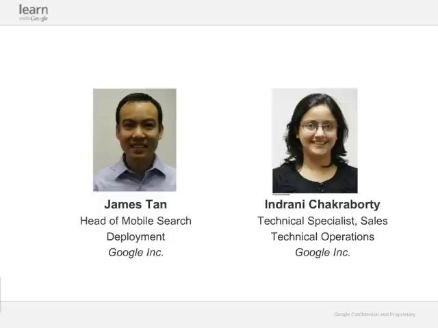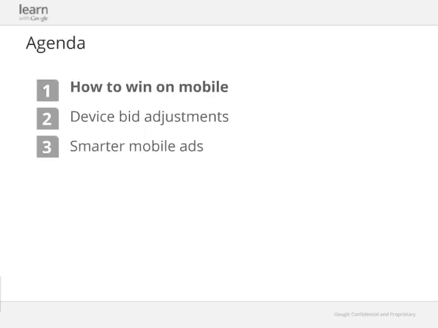Let's go on to the next slide, slide 3. All right, so what we're going to cover today, we're going to really cover 3 things. How to win on mobile. So this is really the story of why we're doing EC, why it makes sense for the digital marketing space at this point of time.